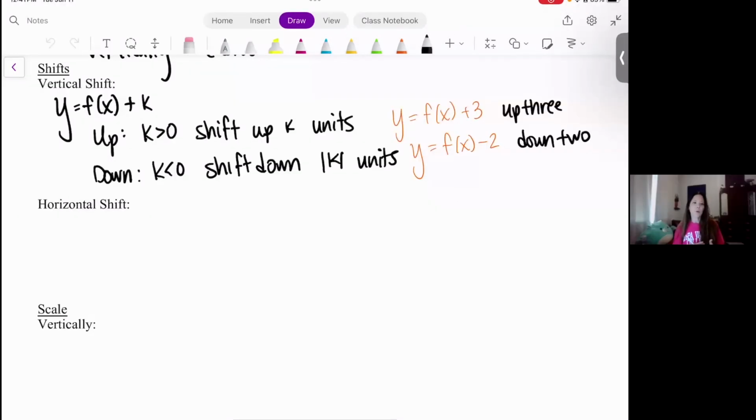When we're talking about a horizontal shift, this is something that is done inside of the function, but it's not going to be plus, it's actually going to be a minus. And so we would write y equals f of x minus h, h is the variable that we use here. And so notice that the sign is different. And so because of that sign, the way in which we shift left or right actually seems opposite of what you would expect.